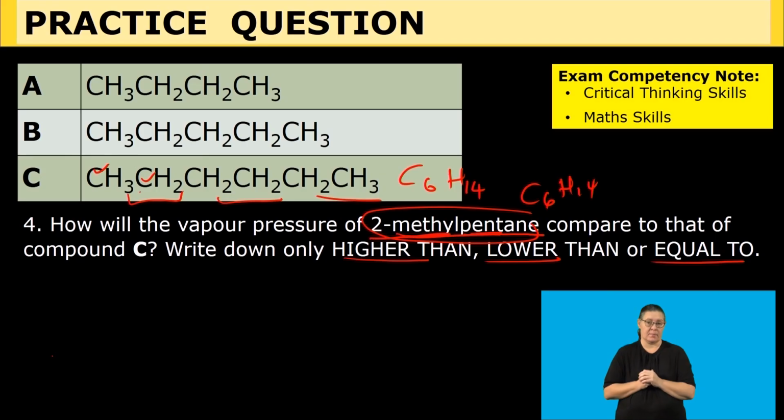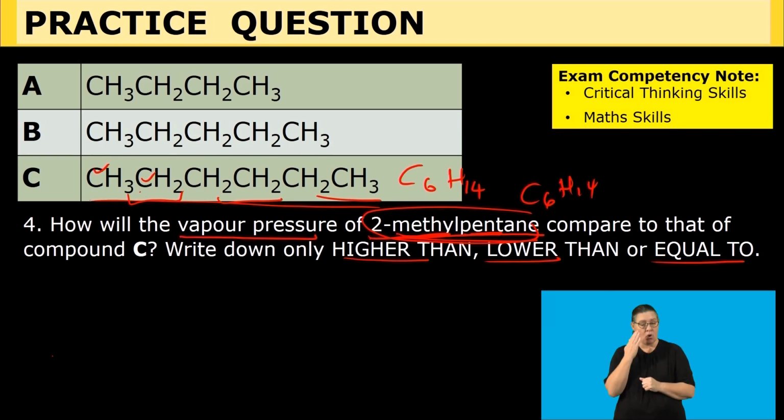So those two substances are actually isomers. To be specific, they are structural isomers, because this one is branched and this one is a straight chain. They still belong to the alkanes, but one is branched and the other one isn't. Or we can say one is more compact or more spherical because it is branched. So how do we then compare now the vapor pressure?